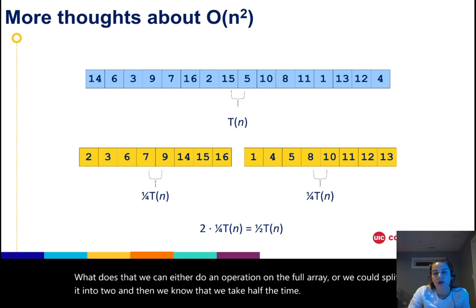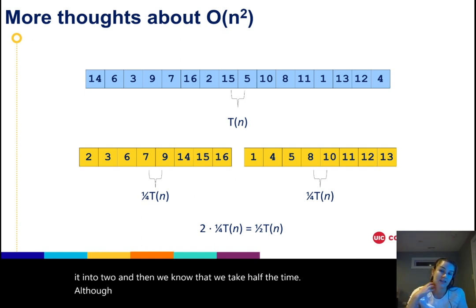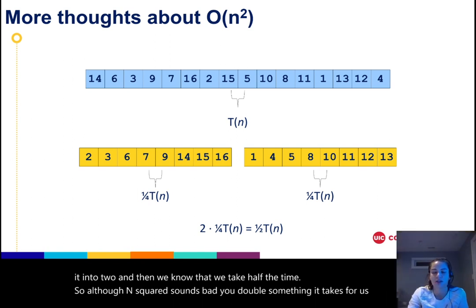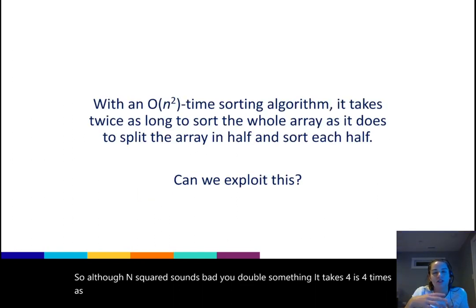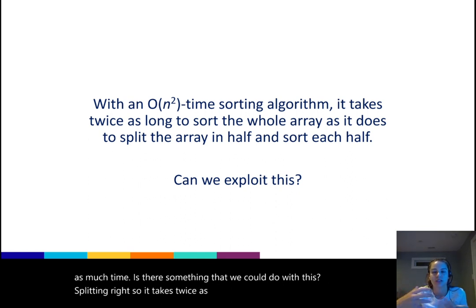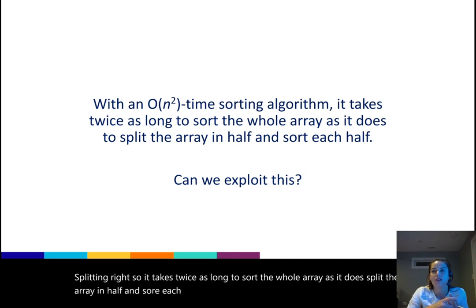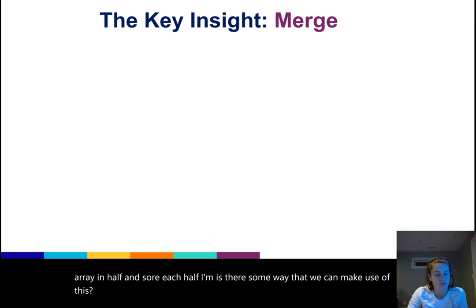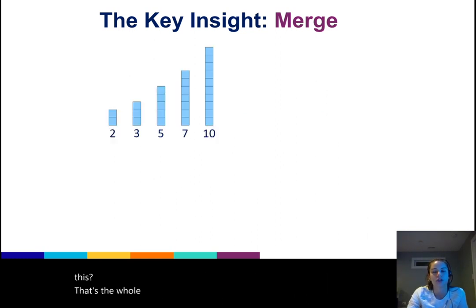So although n-squared sounds bad, you double something, it takes 4 times as much time. Is there something that we could do with this splitting, right? So it takes twice as long to sort the whole array as it does to split the array in half and sort each half. Is there some way that we can make use of this? Well, that's the whole idea of MergeSort.